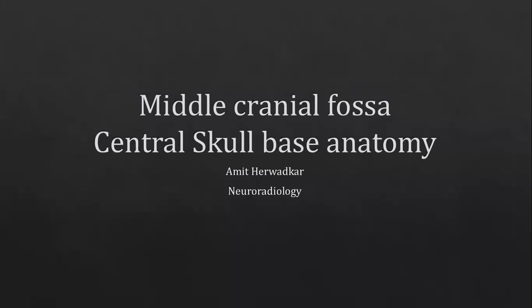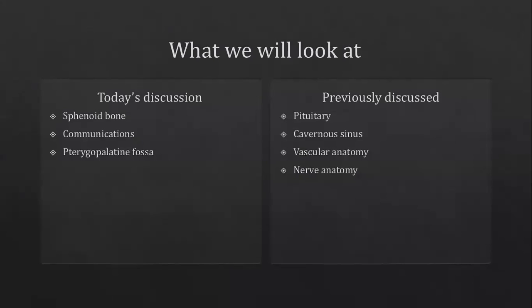So what are the things we're going to discuss today? What are we going to look at? We're going to look at the central skull base, which is mainly made from the sphenoid bone and its extensions. We will look at the various communications between the sphenoid bone and really with the front of the bone, which is the orbit, the maxillary sinus, and inferiorly, which is really into the upper neck. And in there, we will discuss the intricate anatomy of the pterygopalatine fossa.